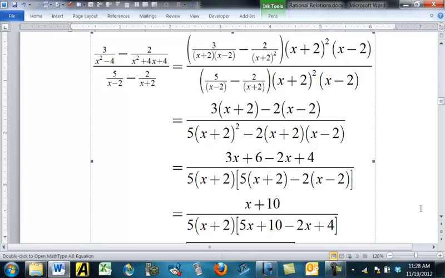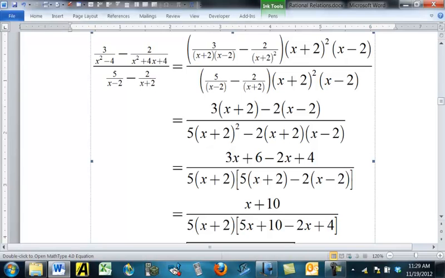So factor the little denominators. X squared minus 4 is x plus 2 times x minus 2. X squared plus 4x plus 4 is x plus 2 squared. These down here are prime polynomials, so I just put parentheses around them. So get a common denominator of all the little denominators. Notice that we'll have an x plus 2 squared and an x minus 2.